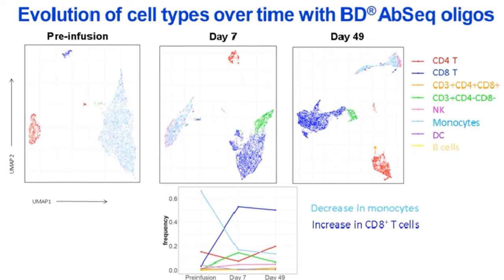And if you look at day 49 on the right-hand side, at the same type of plot, the UMAP, you can see that this type of population keeps evolving. You can see how monocytes keep shrinking, CD8 T cells remain there, and you see CD4 in red expanding further. The message of these slides is basically that within 49 days from the infusion of CAR T, you can see a significant increase of CD8 T cells overall, as well as a decrease in monocytes. And this is just one application of what you can do with the AbSeq oligos by just looking at 3 sample time points.